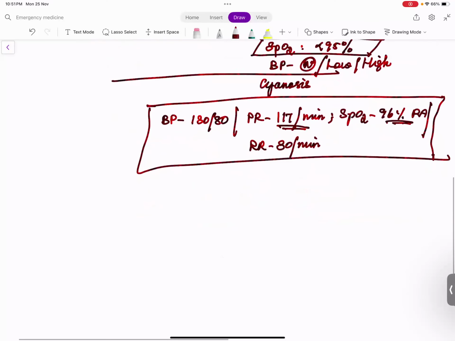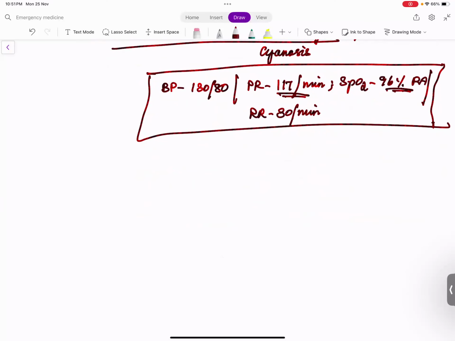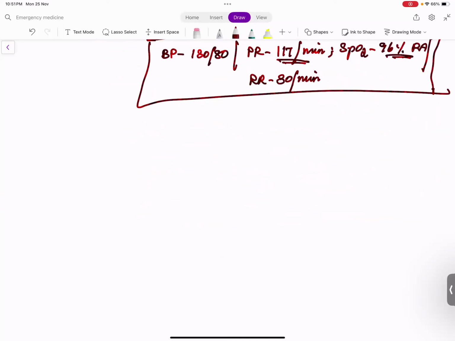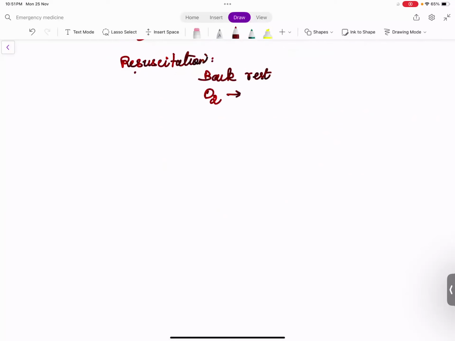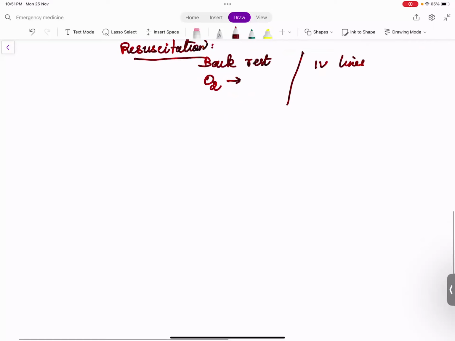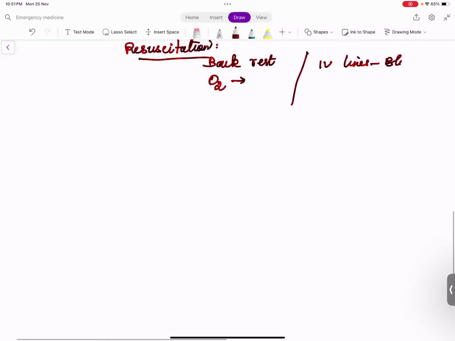You assess the vitals when the patient has come to you. As I already told you, assessment and resuscitation should go together. So you give a bed to the patient and keep a backrest. This is the basic resuscitation. And in emergency, any patient with respiratory distress, you invariably start oxygen. Right? So this is the basic, immediate thing. At the same time, you have to start an IV line. Maybe 1 or 2 IV lines is okay, and take the basic blood investigations.